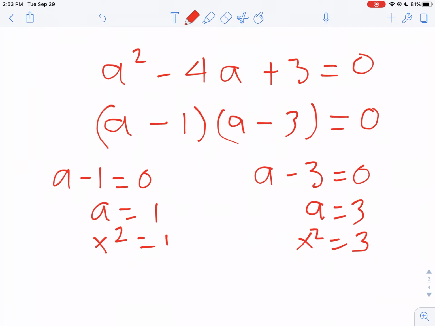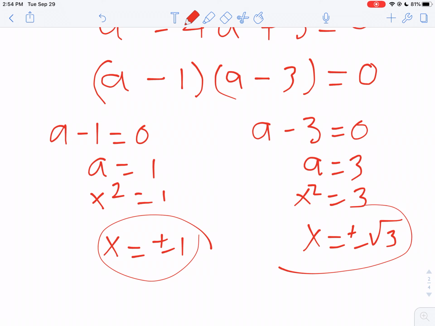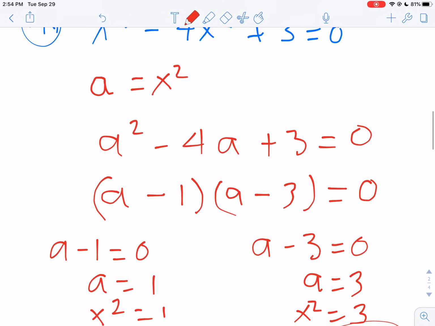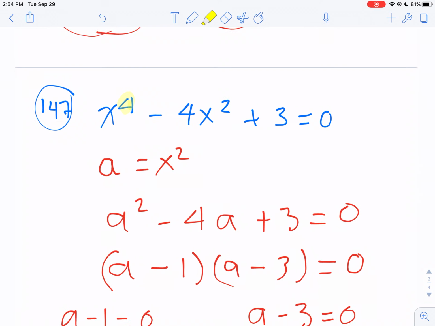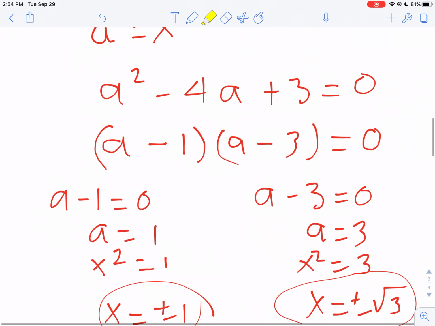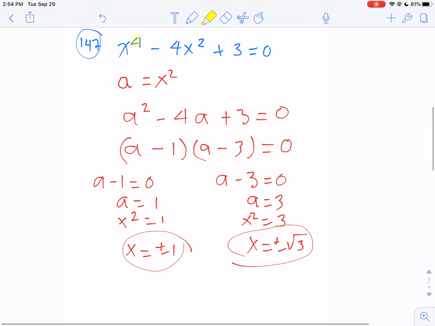So you need to make sure that you take the square root and get your answers: plus or minus 1 and plus or minus radical 3. So you have 4 answers. The highest degree is a 4, so you know that you should have 4 answers. All right, so that's this one here. This one again involves just using a dummy variable to reduce the problem to something that you know how to do.